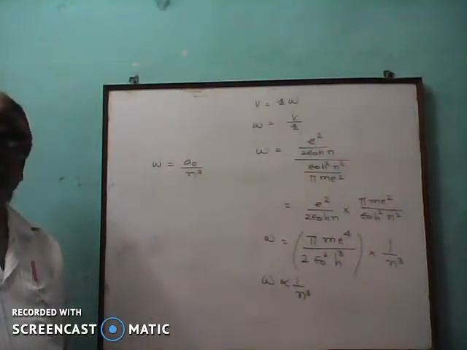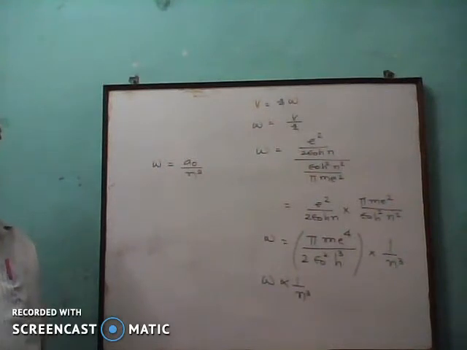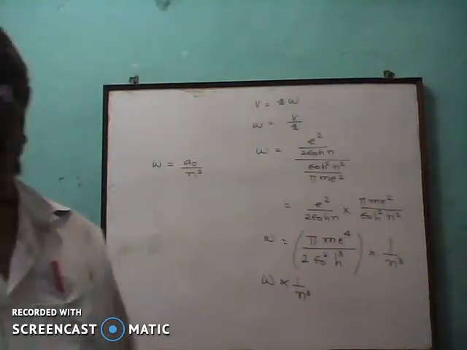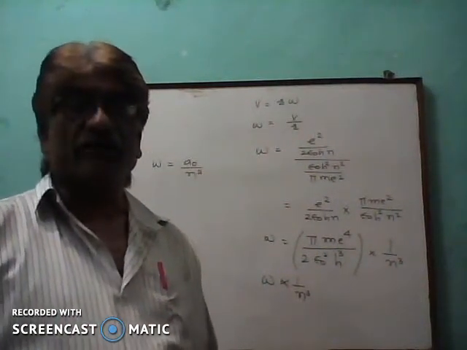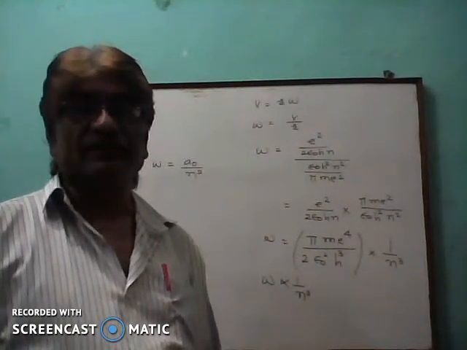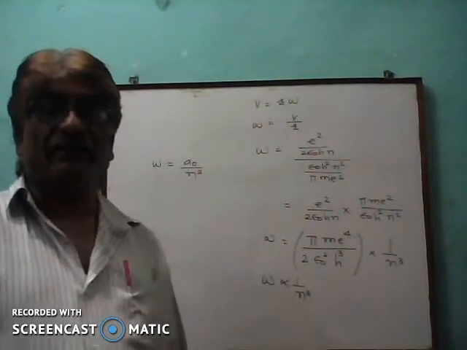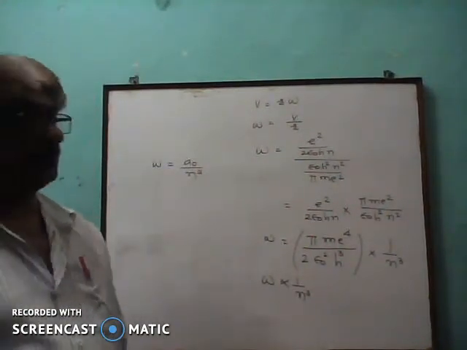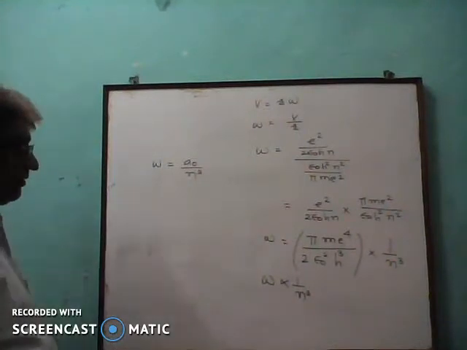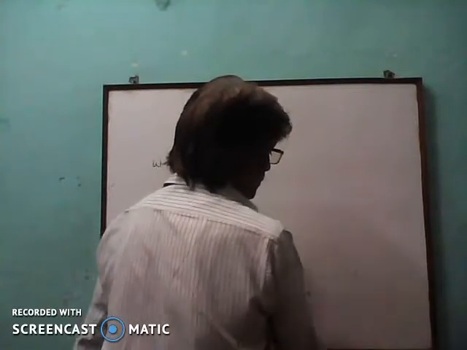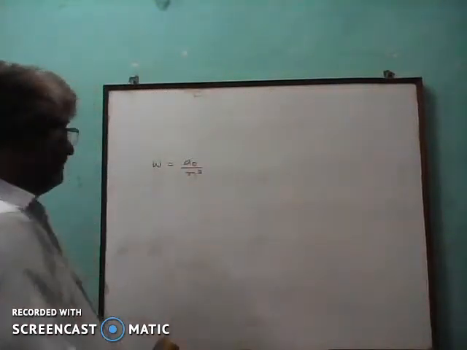We can calculate the radius of the orbit, velocity of the electron and angular velocity of the electron. Also we want to find the time period and frequency of the electron. So first of all, we want to know about the time period.